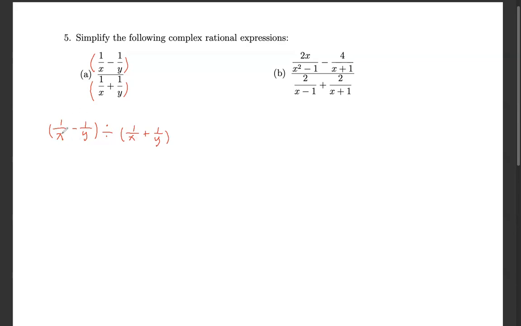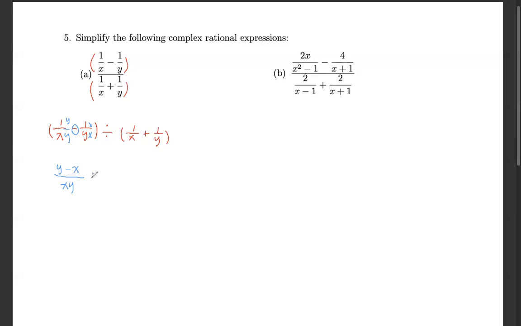So in this expression, we have 2 terms. So we need to find a common denominator to simplify. So we would multiply by 1, which is y over y for the first one, and x over x for the second one. So now we have a common denominator, xy. Once we have the common denominator xy, we just perform the operation, which is a minus in terms of numerators. So the numerator now is y minus x.